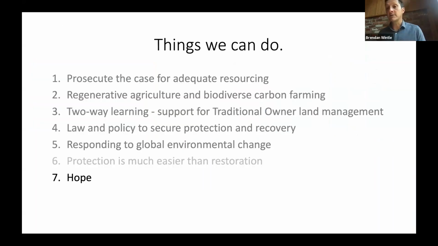The other thing that we need to do is give people hope. My terrible, dirty, gloom and doom stories should only be told very briefly. The bulk of the conversation needs to be about what we can do and what works when we do it well.